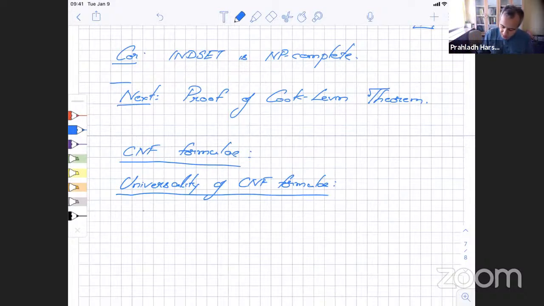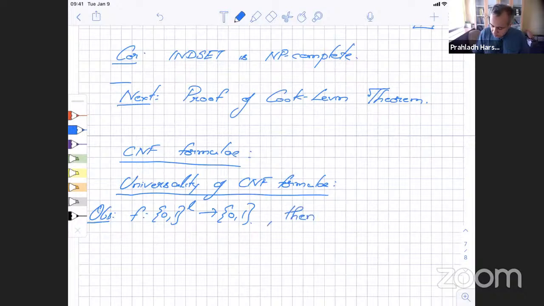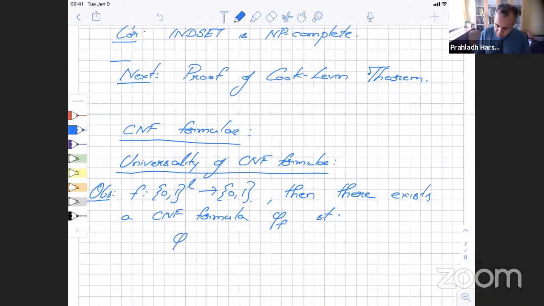So suppose you're given some function f on L variables. This is just a simple observation. Give me any function, then there exists a CNF formula phi of f such that phi f of a is equal to f of a for all a in {0,1}^L. So in particular, any formula that you want to write, you can actually write it as a CNF formula.